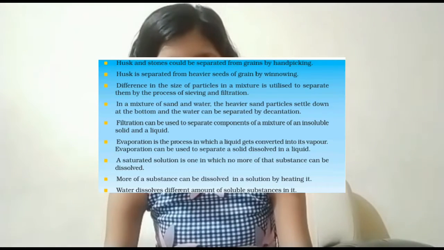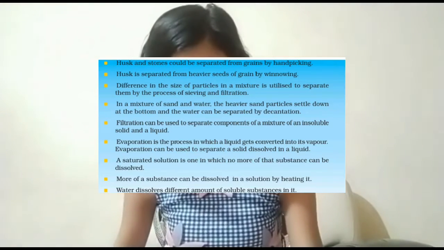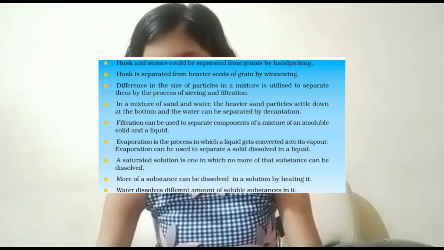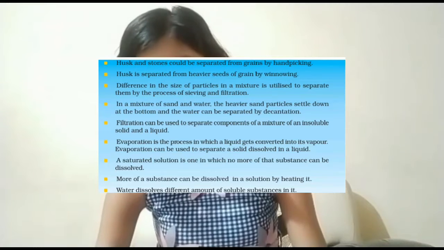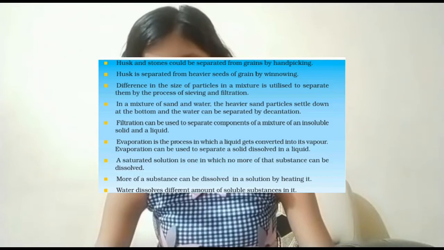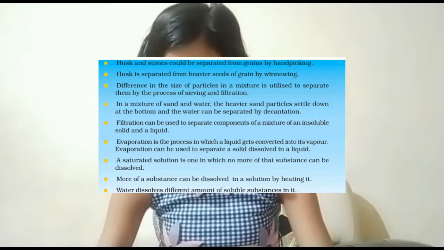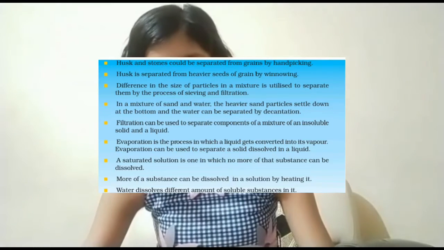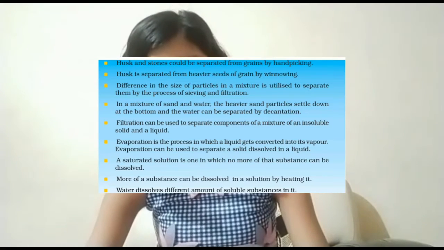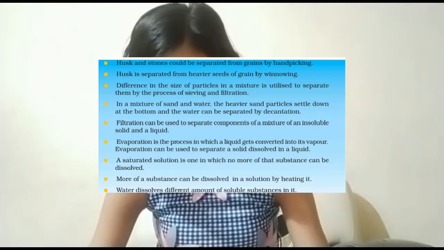Difference in the size of particles in a mixture is used to separate them by the procedure of sieving and filtration. In a mixture of sand and water, the heavier sand settles down at the bottom and the water can be separated by decantation. Filtration can be used to separate the components of a mixture of an insoluble solid and a liquid. Evaporation is the procedure in which a liquid gets converted into its vapor. Evaporation can be used to separate a solid dissolved in a liquid.